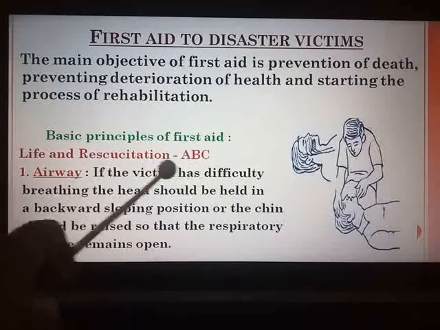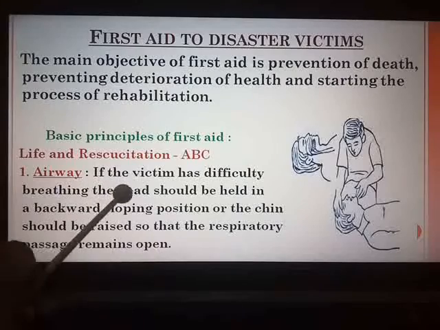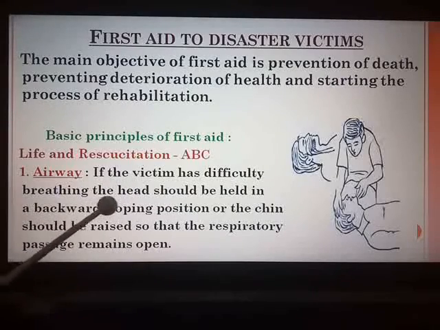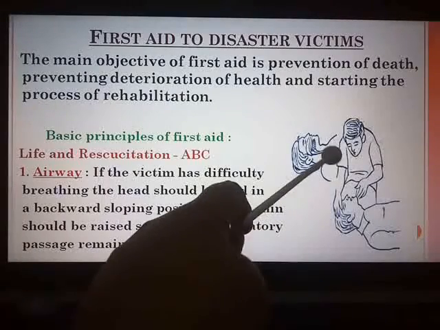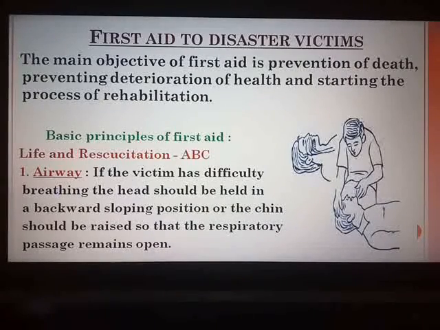If the victim has difficulty breathing, this can take place if the people are stuck up in the water, in the floods, or if a building has caught fire, then people who are stuck up in that fire, after they are relieved, the victim can suffer from difficulty breathing. The head should be held in a backward sloping position, or the chin should be raised so that the respiratory passage remains open. You can see in this picture how the chin of the victim is raised.